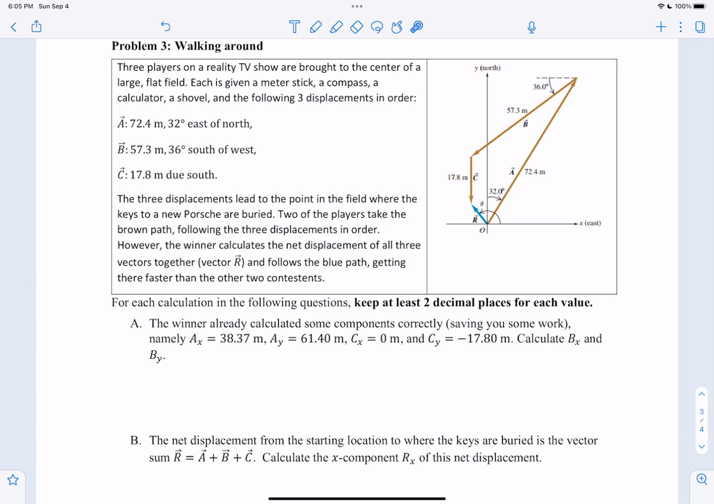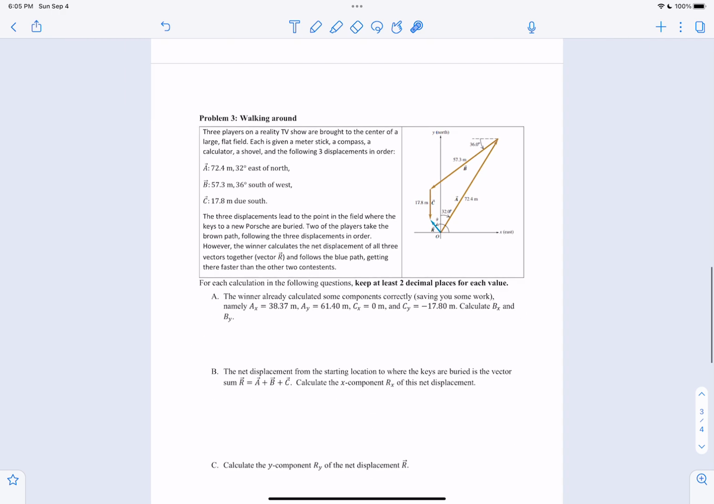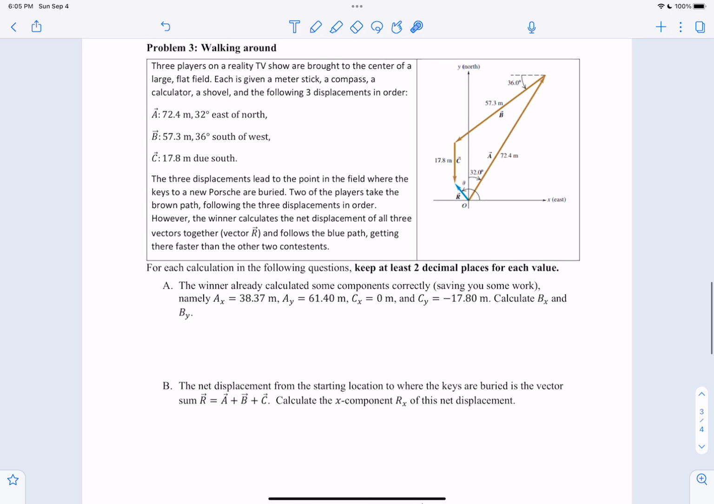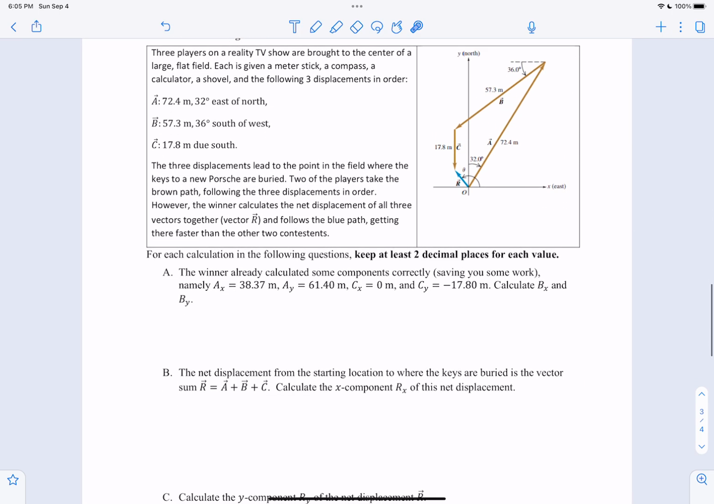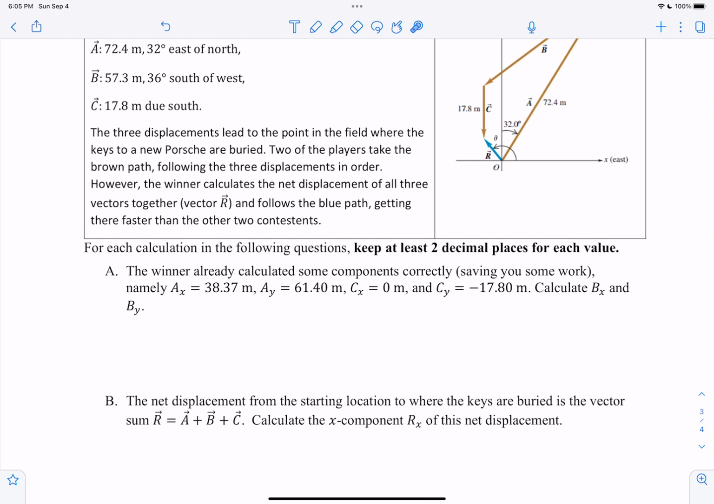2 of the players take the brown path, following the 3 displacements in order. However, the winner calculates the net displacement of all 3 vectors and follows the blue path, getting there faster than the other 2 contestants. Well, he probably took this class. He knows physics, so that's why he did well and calculated displacement. Sucks to be those other 2 players. But that's kind of what we're going to be doing for all these parts, figuring out all the components for A, B, and C, and figuring out the resultant vector as well.